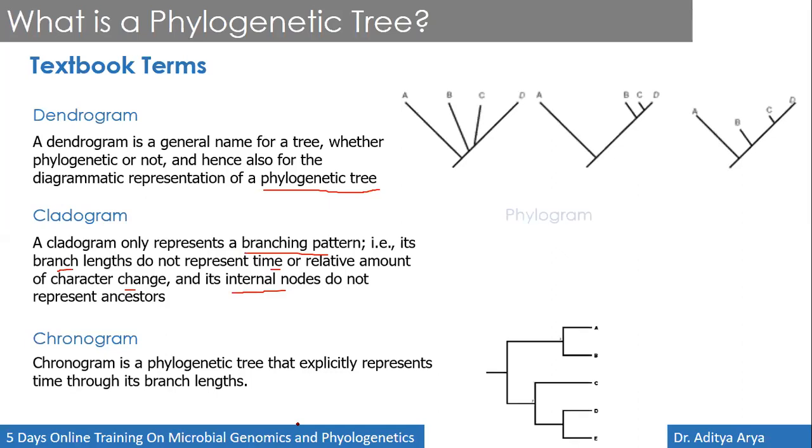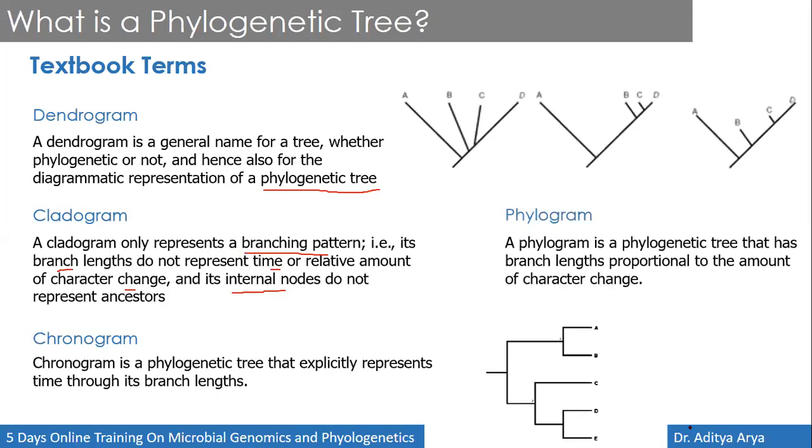And a phylogram is a phylogenetic tree where branch length is proportional to the amount of character change. Character change may not always be like time. If you are making a tree of DNA sequences, the lengths of those branches will be proportional to divergence, or you can say the number of times the base pair has changed.